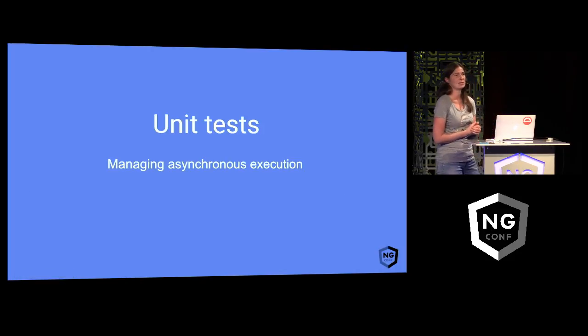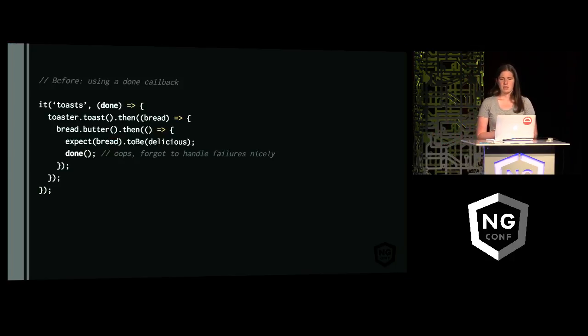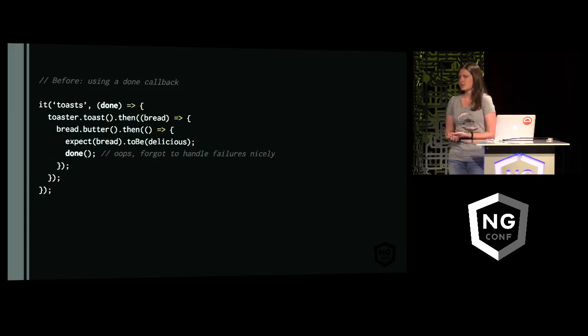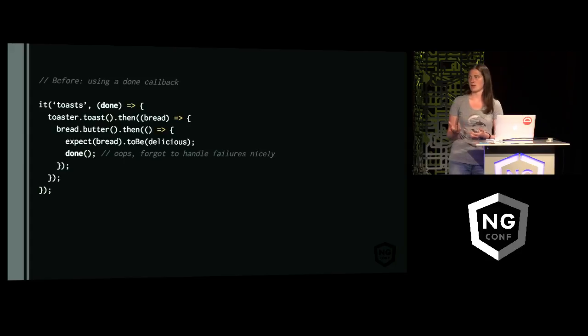So for unit tests, you're also going to need to manage asynchronous execution at some point, because asynchronous APIs and promises are prevalent in everything that we're doing. There's a couple of techniques that are out there to deal with this. If you've worked with Jasmine or Mocha, you've probably seen these two. The first is to use a done callback. So you would pass done as a parameter into your test function, and then you would have to call it at some point.